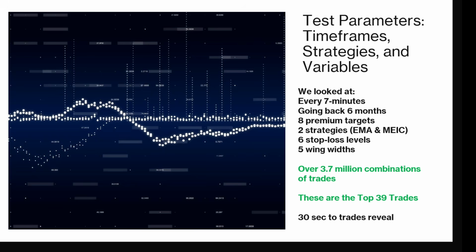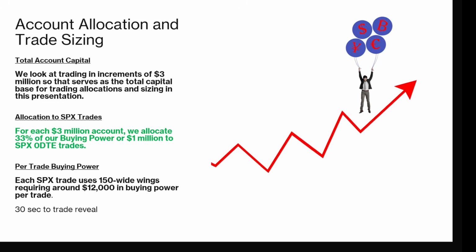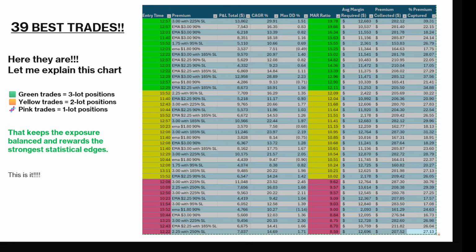These are the top 39 trades. We look at trading in increments of $3 million, so that serves as the total capital base for trading allocations and sizing in this particular presentation. For each 3 million account, we allocate 33% of our buying power, or 1 million, to SPX zero-DTE trades. Now, each SPX trade uses 150 wide wings, requiring around $12,000 in buying power per trade. And here they are, the 39 best trades.